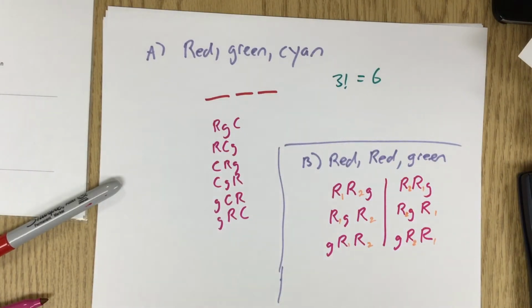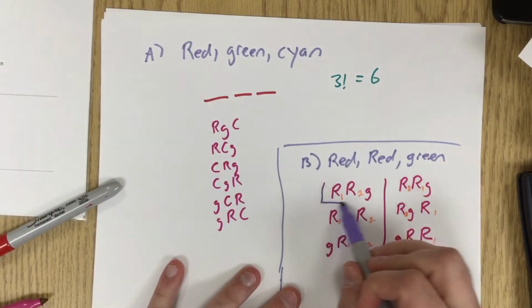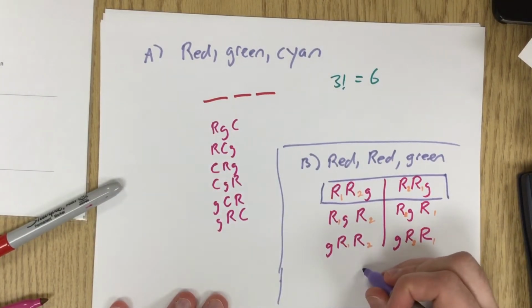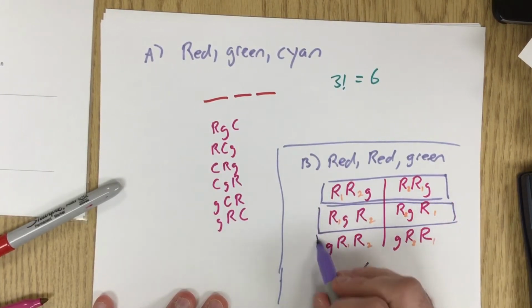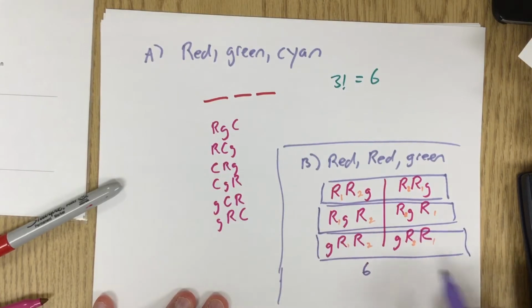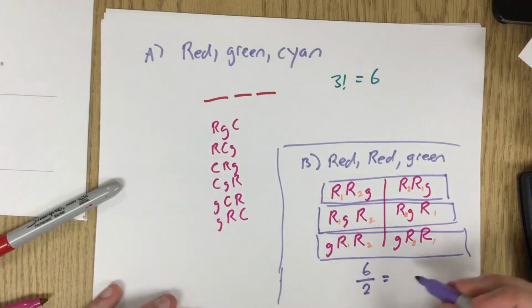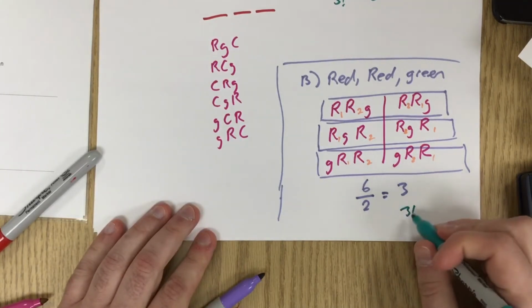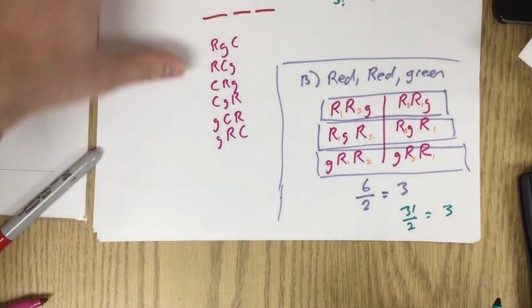So either way, there's 3, because each combination shows up and has another one that looks just like it. So we have our 6 combinations, but we could line them up in groups of 2. So we're really going to have 6 over 2, which is going to be 3. Or another way of writing that would be 3 factorial divided by 2, which is 6 over 2, which is 3.